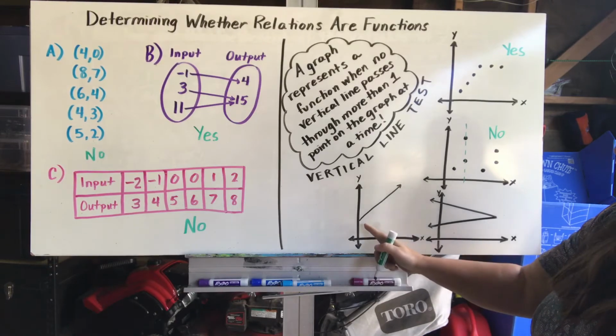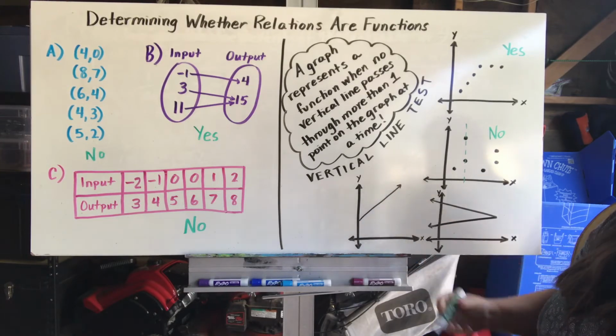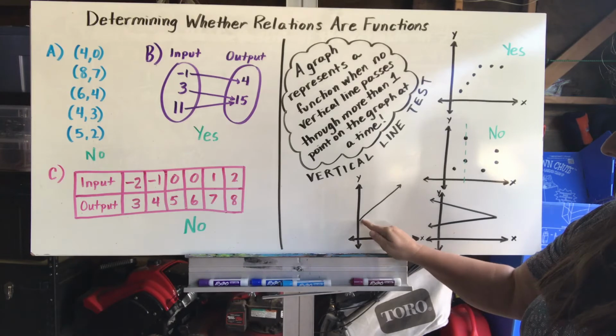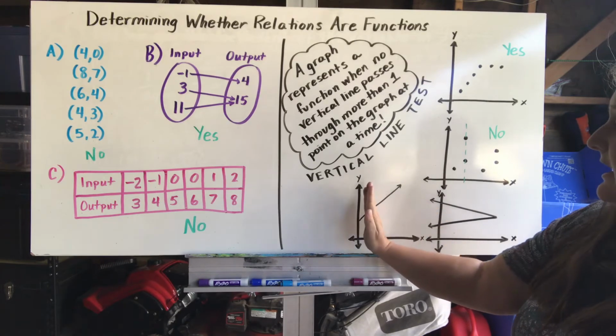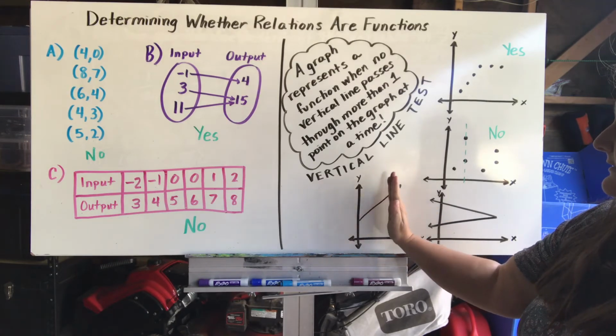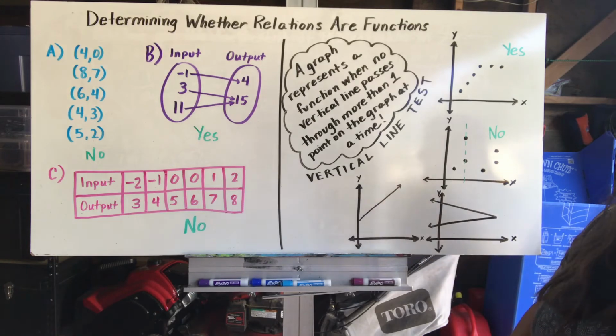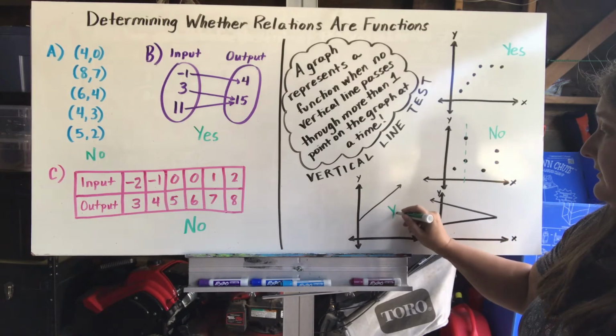All right, let's take a look at this one. So I've got this line going up here. Imagine this line is made up of data points, and as my vertical line goes across, it's never going to pass through more than one point at a time. So yes, this one is a function.